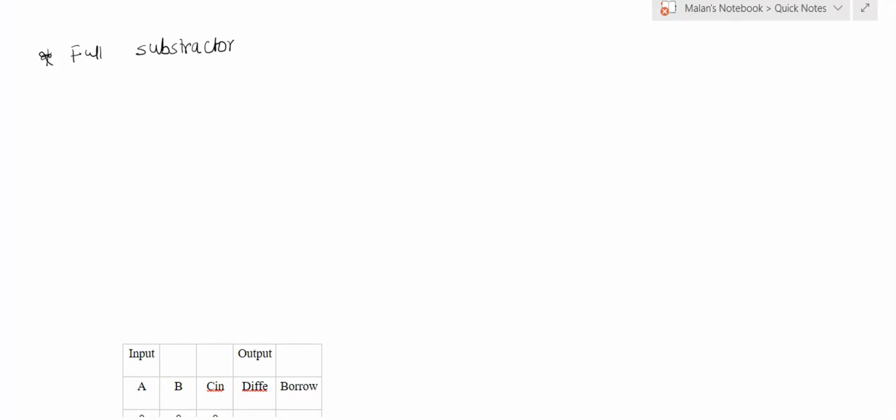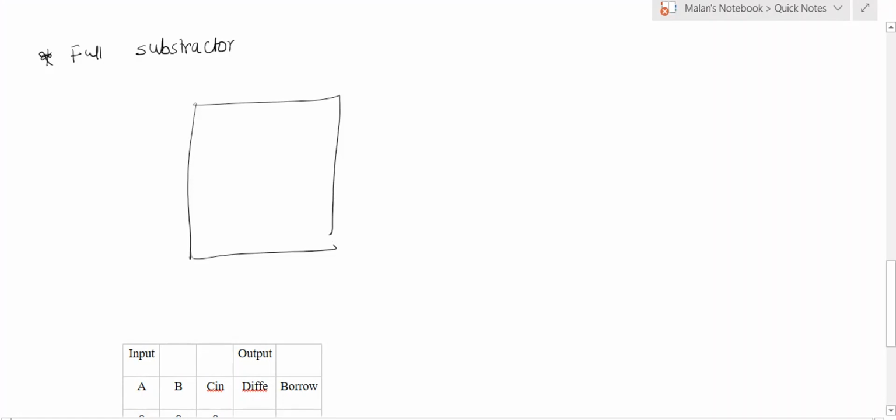As we know, a half subtractor is used to perform the subtraction operation for two variables. But when the borrow is generated from low-level bits to the high-order bits, the half subtractor is not useful. To perform the subtraction operation of three variables and consider the borrow generated, we need to use the full subtractor. This is the block diagram of a full subtractor.